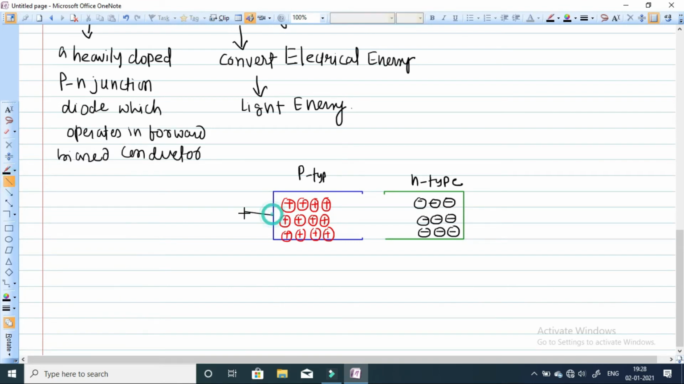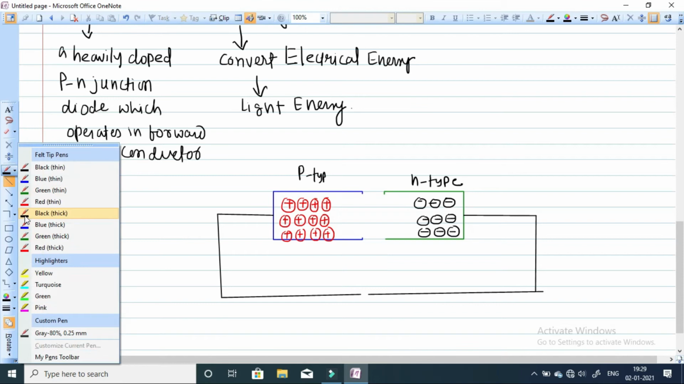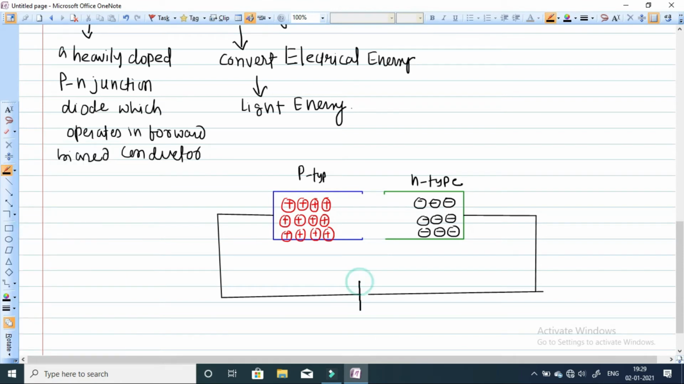Now this p type semiconductor is connected with the positive terminal of the cell, and this n type semiconductor is connected with the negative terminal of the cell. We are supplying the electrical energy. This is p positive and this is negative.